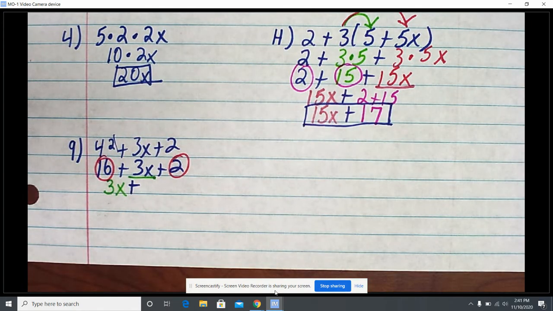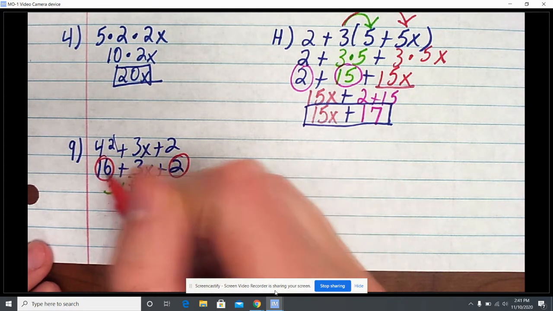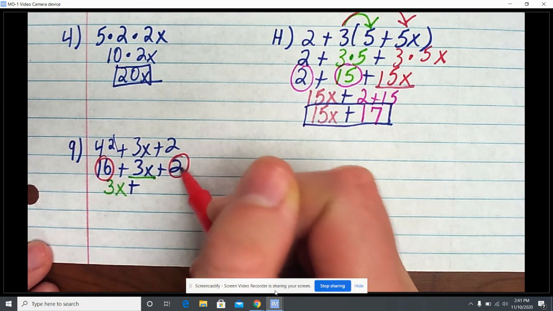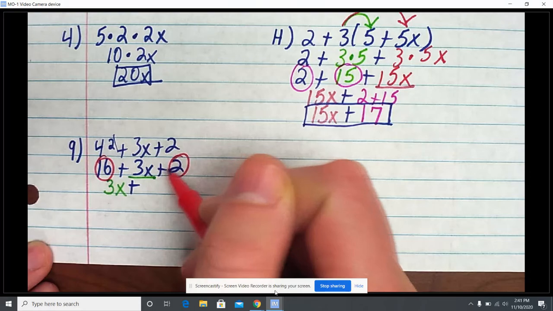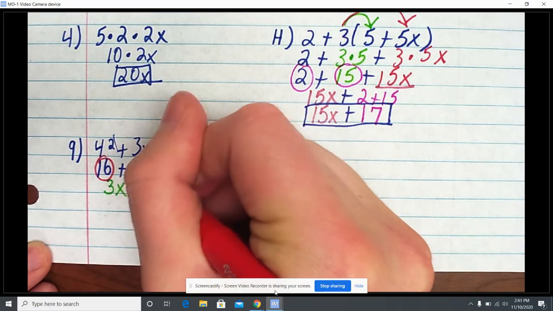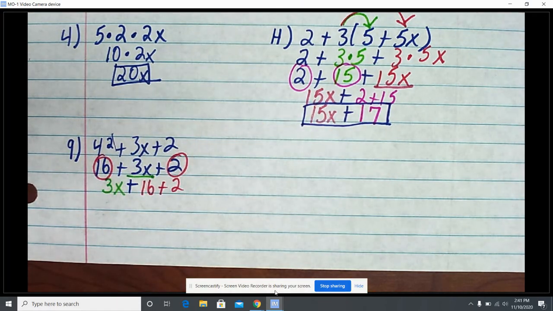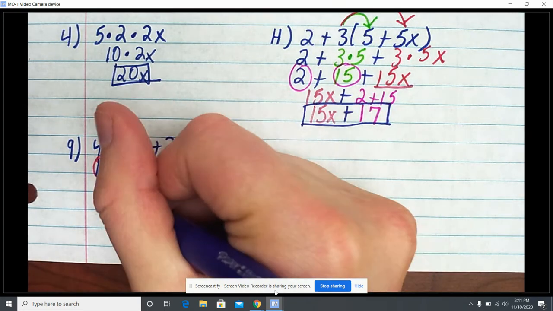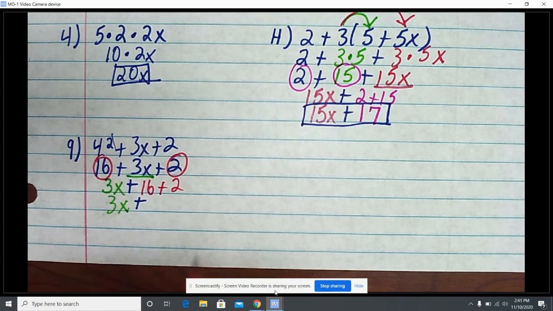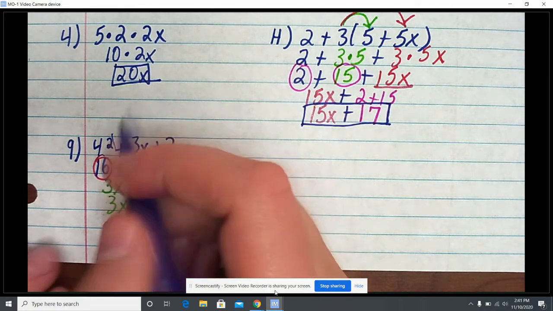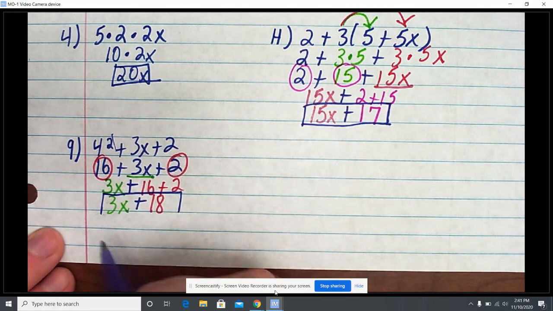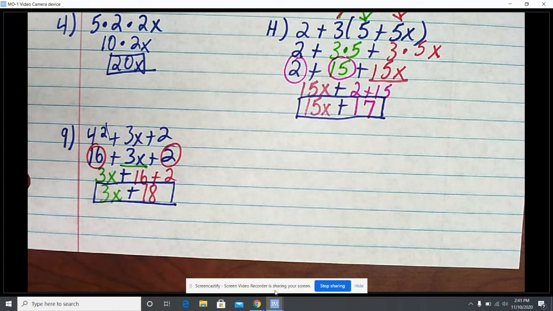Oops, plus. Then with my circled terms, my constants, there's a plus sign in front of my second circle. So it means I'm adding 16 plus 2. So then when I work out that 16 plus 2, it gives me 18. So then my answer is 3x plus 18 for number 9.